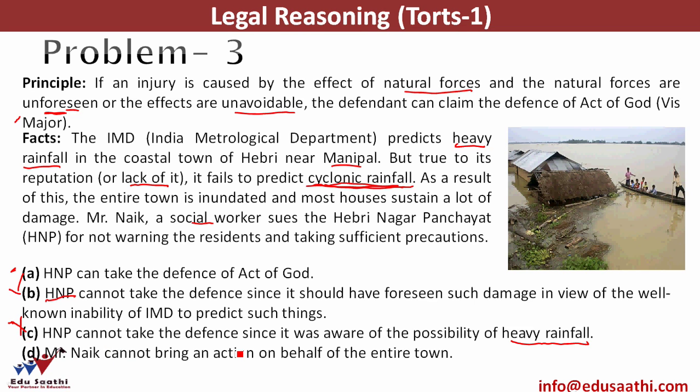Next is Mr. Nayak cannot bring an action on behalf of the entire town. This is outrightly wrong, you don't have to go into such details of whether he can bring the action or not. This is upon the discretion of the court. So the answer is HNP can take the defense of act of God because it was not predictable on their part, and they could not take the reasonable care for cyclonic rainfall because it's the fault of IMD which could not predict. However, Mr. Nayak can actually take a suit against IMD for not predicting it properly rather than taking a suit against HNP.